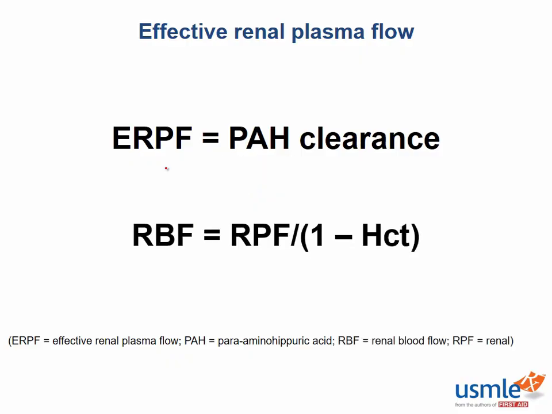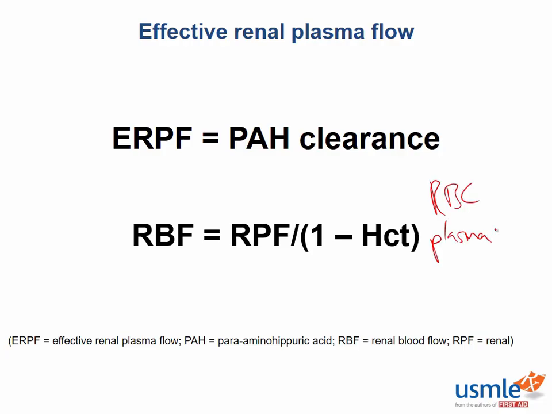Renal blood flow, on the other hand, can be calculated by dividing the renal plasma flow by 1 minus hematocrit. So let's take a second to understand why you would do this. Remember that the blood has two major components. What are they? Well, that would be the red blood cells as well as the plasma.